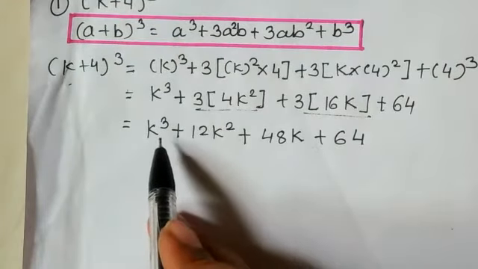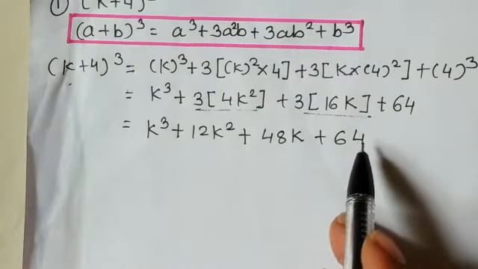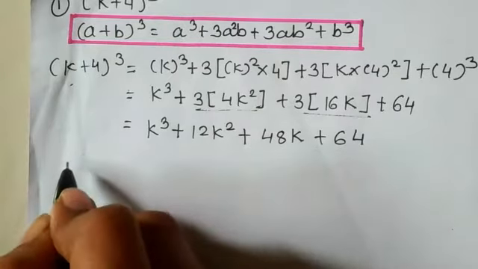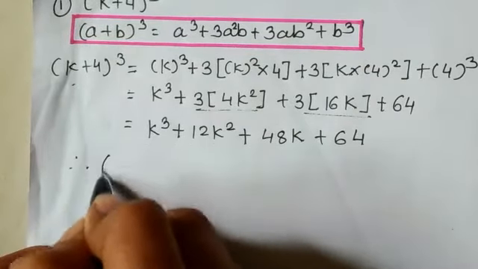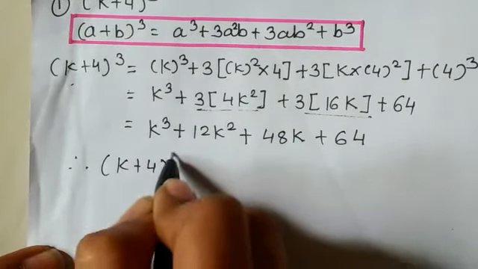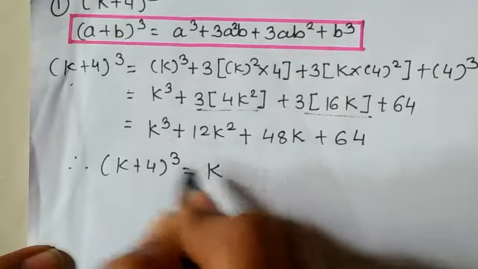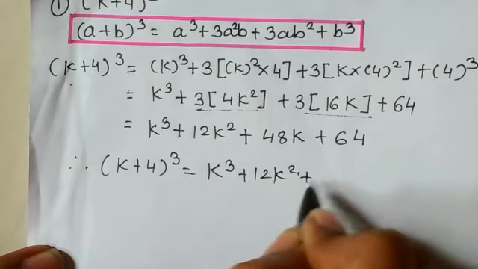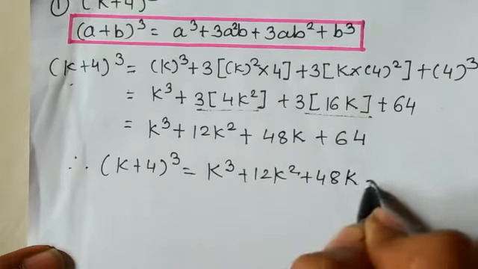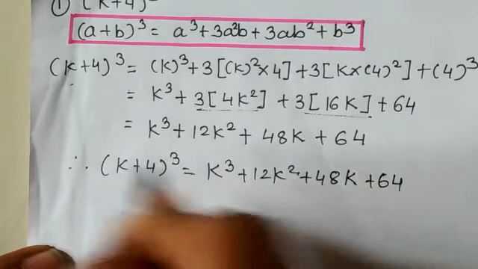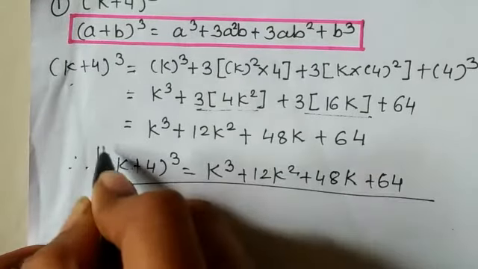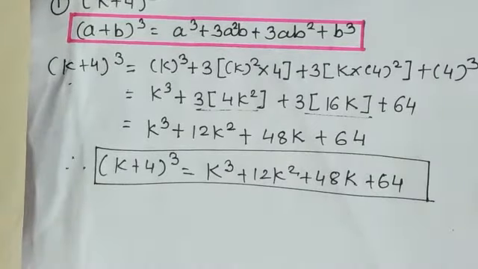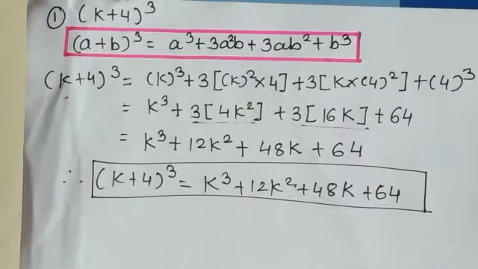Got it, students? So now all these are unlike terms, so we cannot go ahead. So this is the answer, but how are we going to write the answer? Therefore (k plus 4) raised to 3 is equal to k raised to 3 plus 12k square plus 48k plus 64. This is the actual answer, so put it into the box. If you want, you can take a screenshot and write it in your classwork notebook.